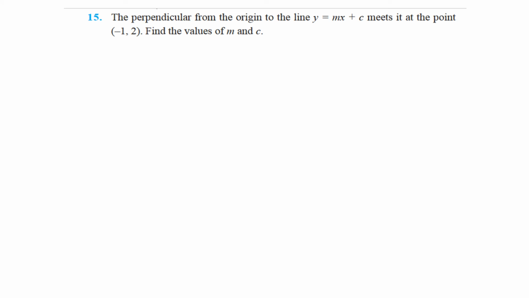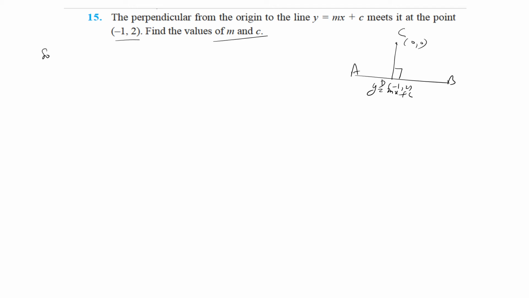Next question is, a perpendicular from origin to the line y equal to mx plus c meets it at the point minus 1, 2. Find the values of m and c. A perpendicular from origin to the line meets it at the point. Right? So there is a line y is equal to mx plus c. There is a perpendicular from the origin to this line. Meets it at the point minus 1, 2. Find the values of m and c. So again, this is your say AB. This is your CD.